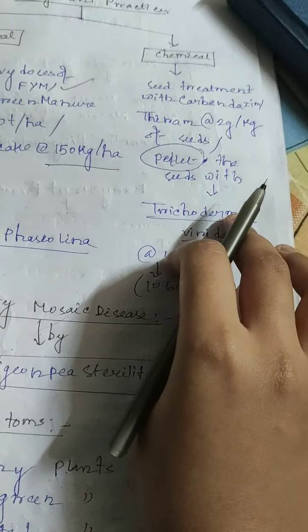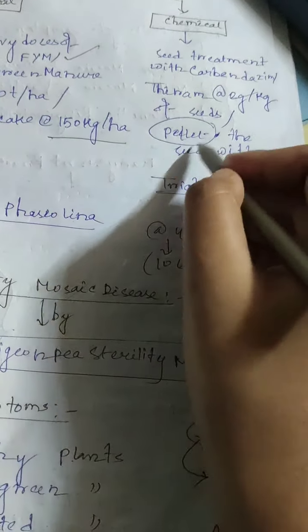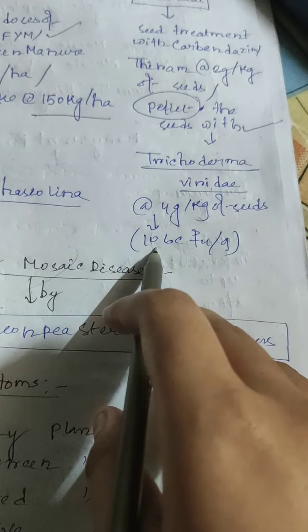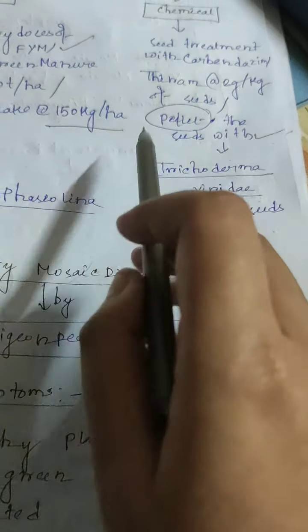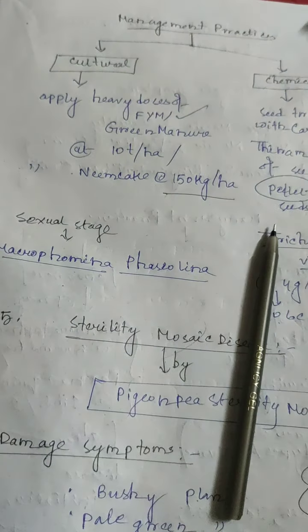Chemical control: seed treatment with carbendazim or thiram at the rate 2 gram per kg of seeds or pellet the seeds with Trichoderma viride at the rate 4 gram per kg of seeds, 10^6 CFU per gram. Neem cake at the rate 150 kg per hectare.